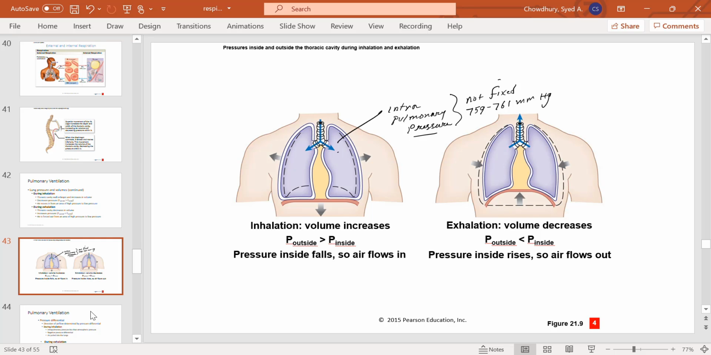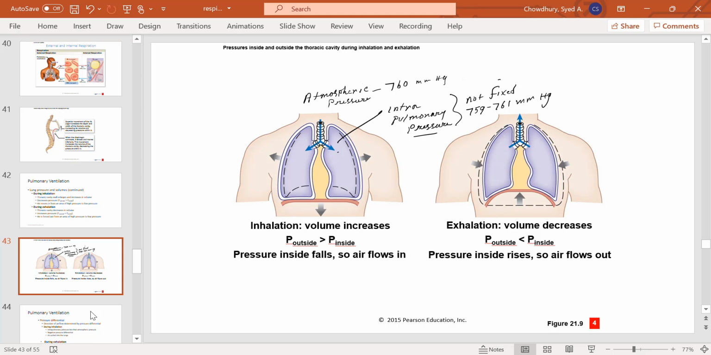Okay, and outside of your lung you have the pressure in the atmosphere outside of the body that is fixed, that is called atmospheric pressure, which is always fixed, right? At the sea level it is 760 millimeter of mercury.